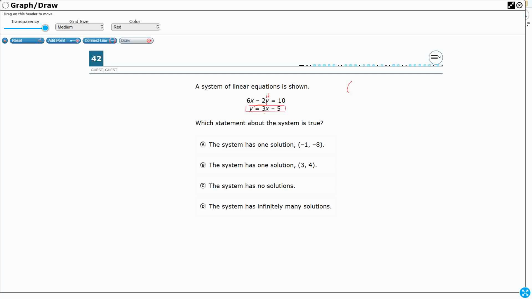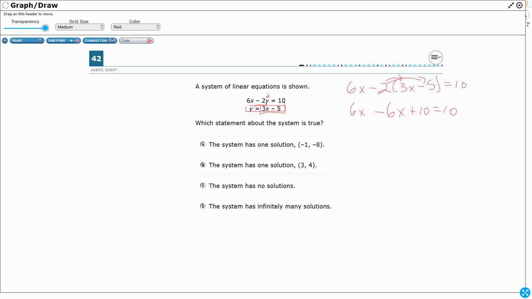And so it's going to look like this, 6x minus 2, and instead of this y, we know that y equals 3x minus 5, equals 10. Now my y's are gone, so I can solve for x and then just plug that value into one of the original ones to get my y. So we need to distribute this out. So it's going to be 6x minus 2 times 3x is minus 6x, minus 2 times minus 5 plus 10.